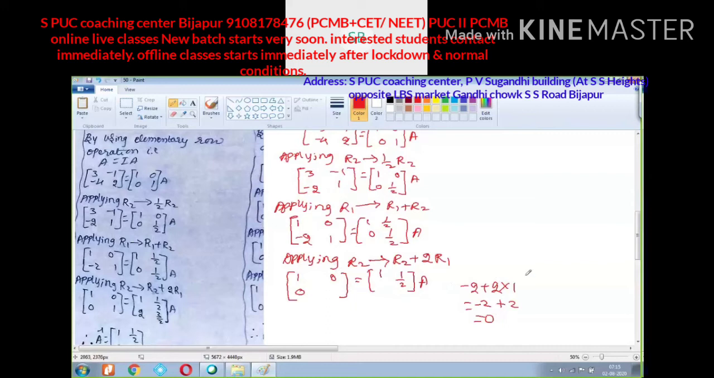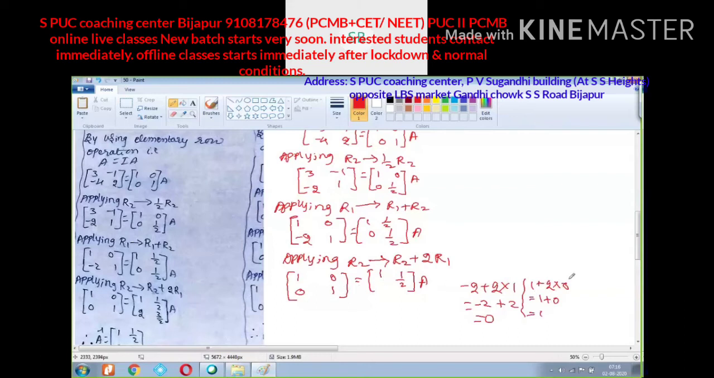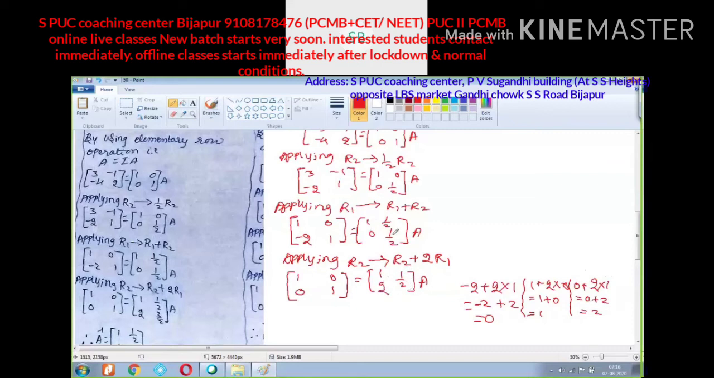Next, for this, similarly you can do that exercise here. R2 is 1 here, plus 2 into R1 is 0. Next 1 plus 0, that is 1 only. Yes. Next you do for this one also. Here 0 is the R2 plus 2 times R1. So 2 times R1 is 1 here. That is 0 plus 2, that is 2. Okay, write that 2 here.